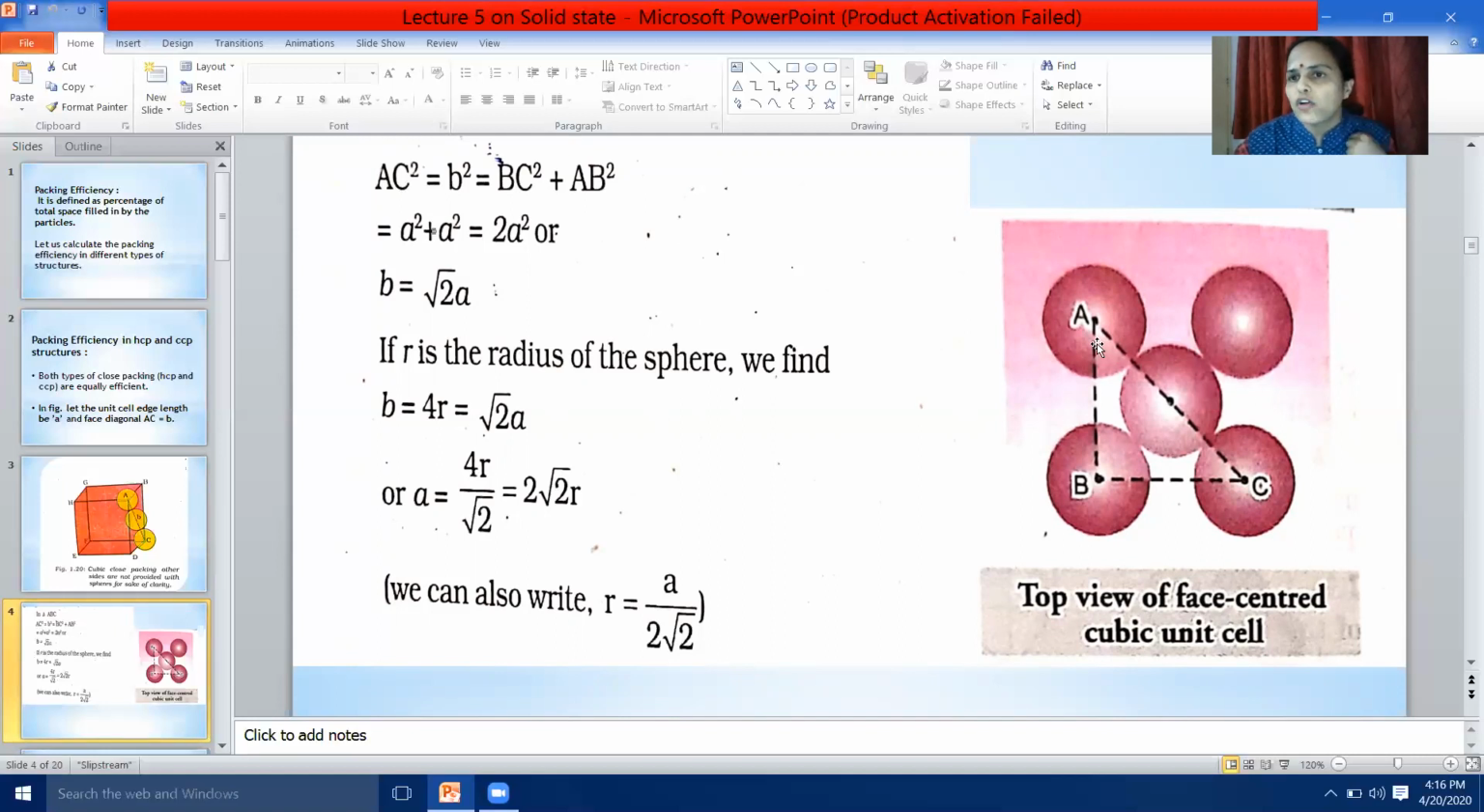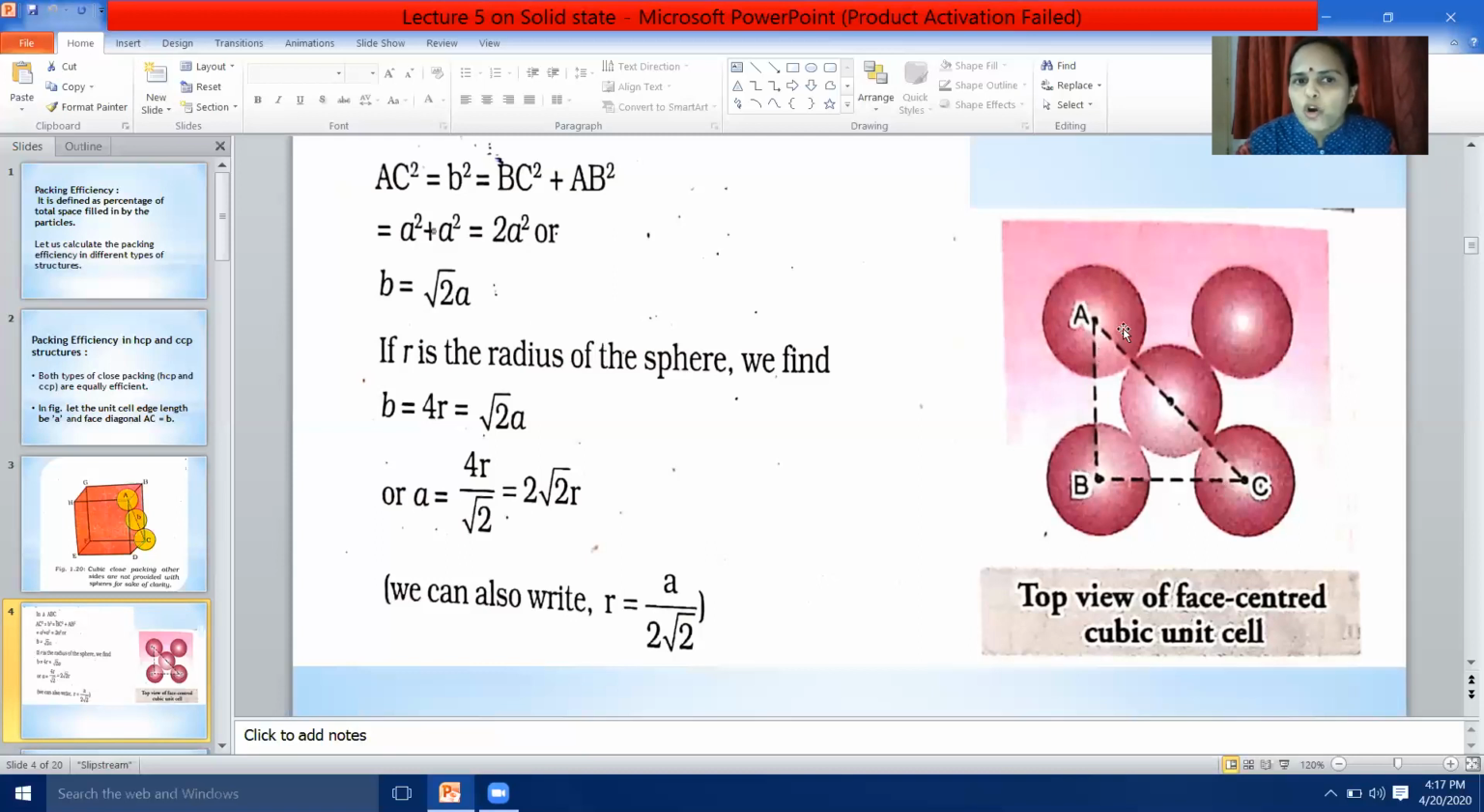In accordance with the Pythagoras theorem, AC square, that is b square, is equal to AB square plus BC square, that is a square plus a square. So a square plus a square gives 2a square, and therefore the value of b comes out to be root 2 a. So it is well understood that b is root 2 a.